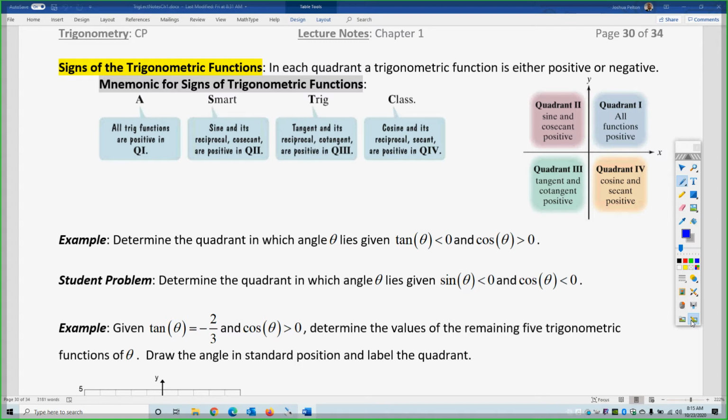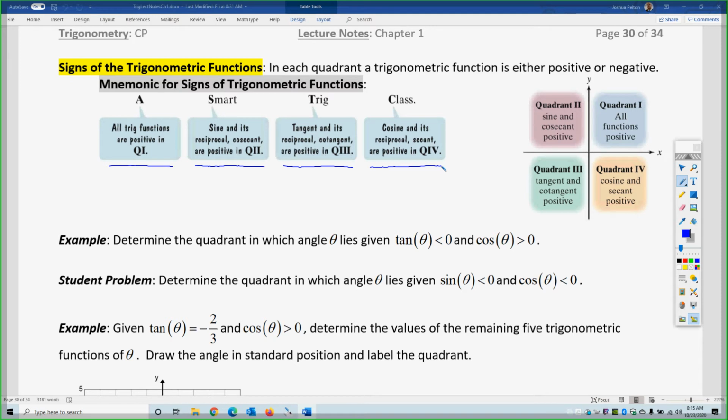In each quadrant, the trigonometric function is either positive or negative. So to know where it's positive, the mnemonic that's used is "A Smart Trig Class," where A stands for all trig functions in the first quadrant are positive. Smart: sine and its reciprocal, cosecant, are positive. Trig: tangent, in the third quadrant, and its reciprocal, cotangent, are positive. Class: cosine and its reciprocal, secant, are positive in the fourth quadrant.